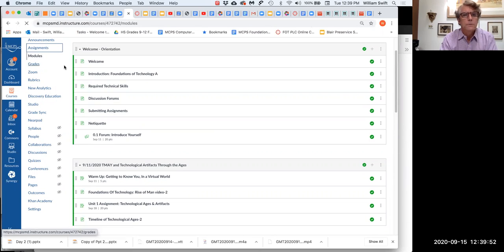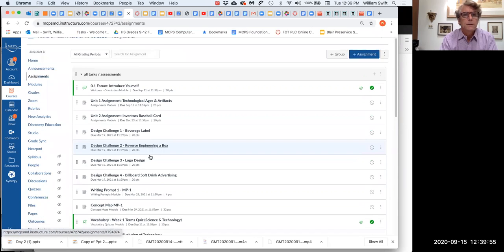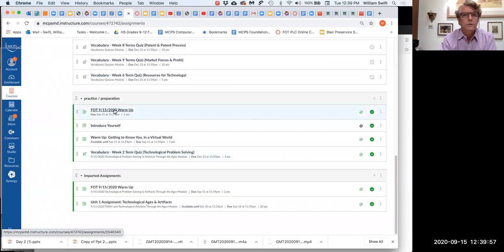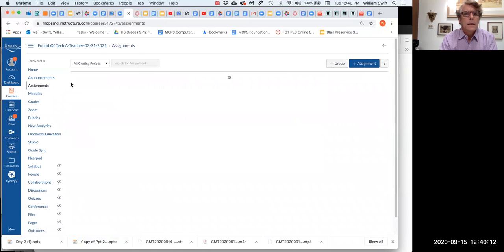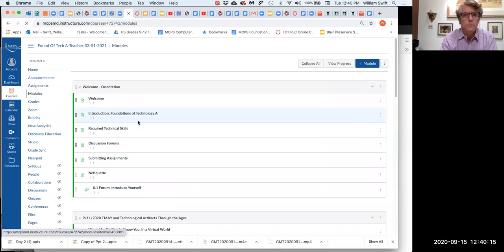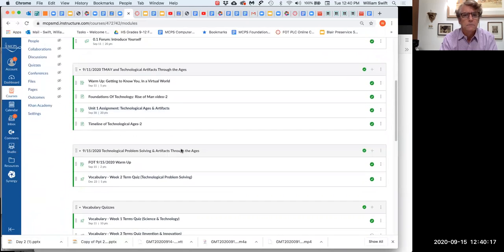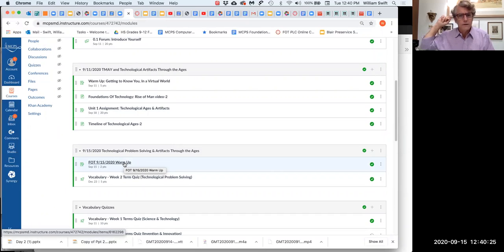If you go to assignments, look at the top of the practice preparation. This is our warm up. So it's just name one of the technological eras we'll be illustrating from our Technology Through the Ages project. Is it showing up for you yet in modules? The problem is I think it takes time. There. Okay, so now the module is back up. So that should be working. I don't know why sometimes this thing creates two and I'm not controlling the other.